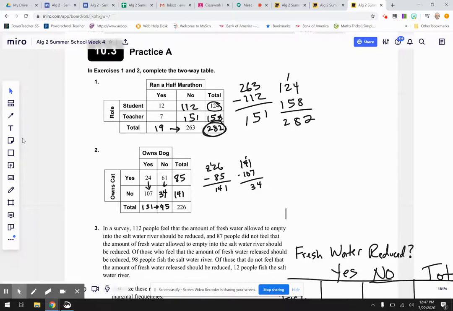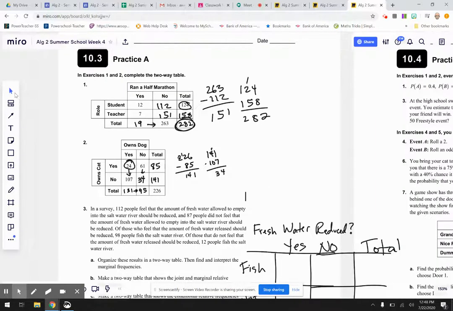Now, again, you can then get probabilities. You could say, how many people own a dog and a cat out of everybody surveyed, and you would say that would be 24 out of the 226, which would be a pretty small probability, 24 out of 226 that own a dog and a cat. So that's number 2.